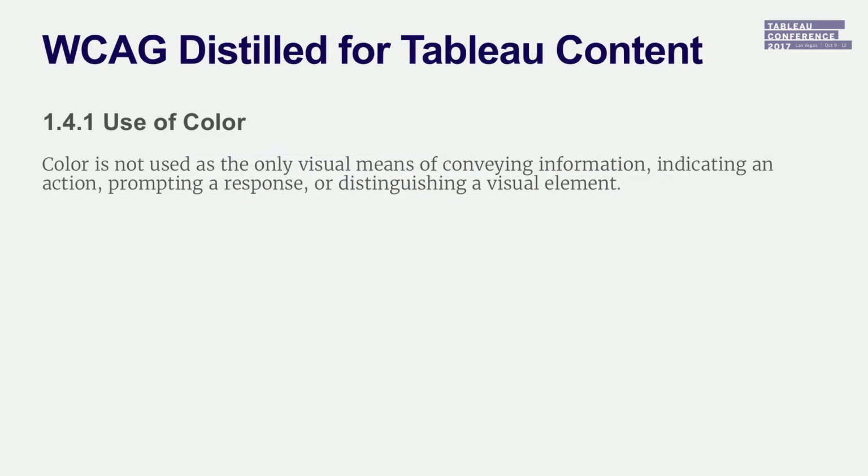So the next requirement is use of color. This one says the color is not used as the only visual means of conveying information. The reason for this is colorblindness is fairly common, right? I think it's 8% of males and 0.5% of females. That's 1 in 12 males have some kind of colorblindness. And we use color a lot in vizzes. So we kind of have to address the color issue here.